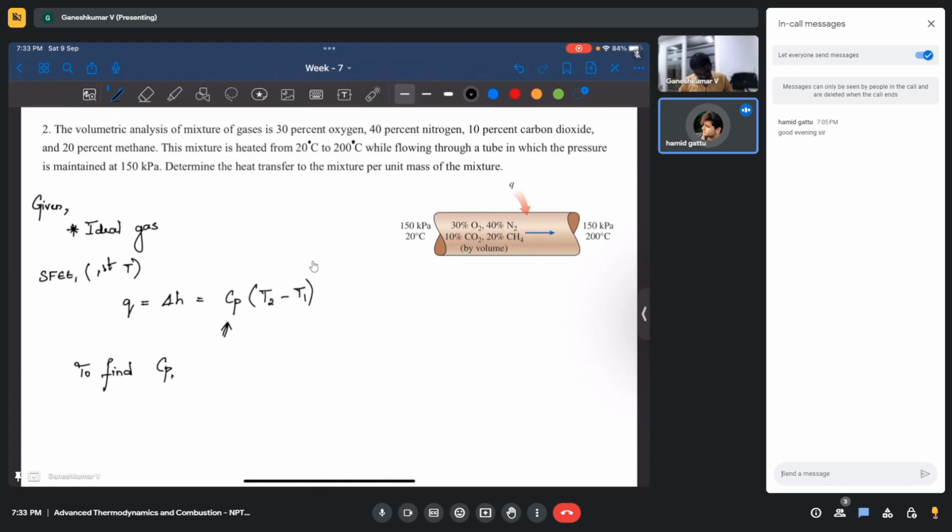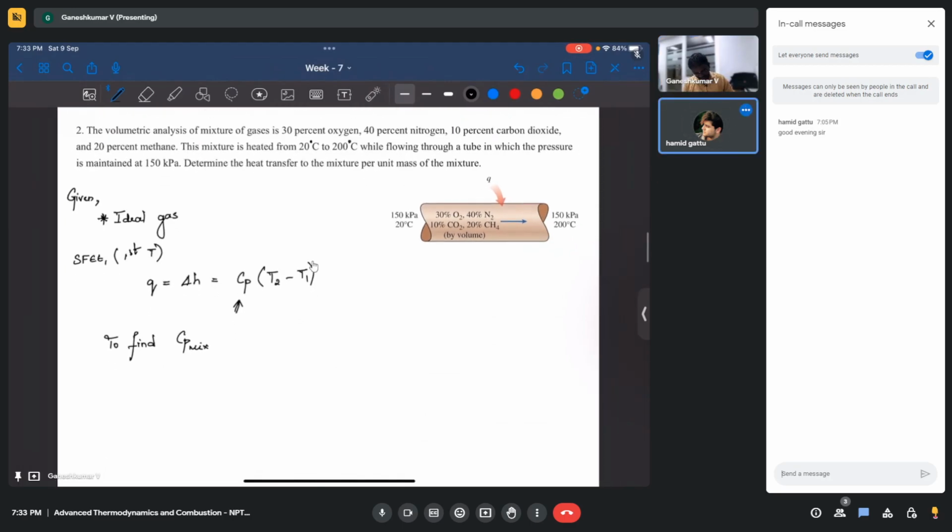Here also, I think we assume that Cp can be taken as constant with respect to temperature. So we can assume Cp is constant from 20 to 200, or you can get a good estimate like an averaged Cp, maybe around 100 degrees Celsius. You can take that as a constant Cp and go forward with the analysis. Yes, good point. Let me write that down. Cp is constant.